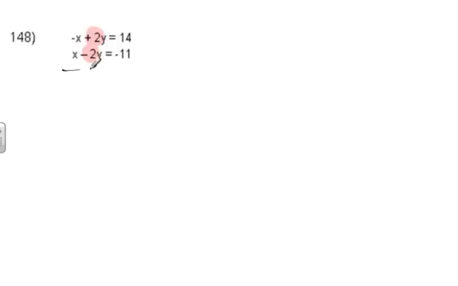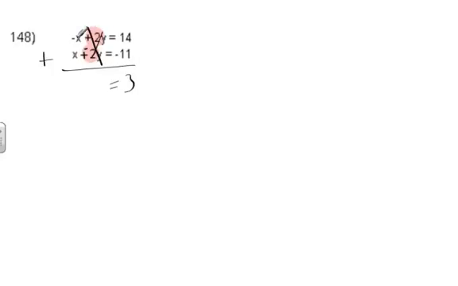Okay, so now, when they're opposites, remember, all you got to do is add. So I'm going to always do my same change switch here, just because I don't like that subtraction. Okay, so here's where we just add them. We don't have to change the sign of anything. So 14 and -11 is 3. Our 2y and -2y cancel.